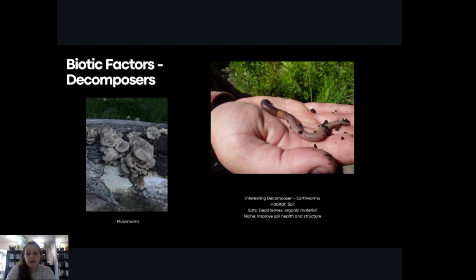They live in the soil, they eat dead leaves and organic material, and their niche is that they improve the soil health and its structure.